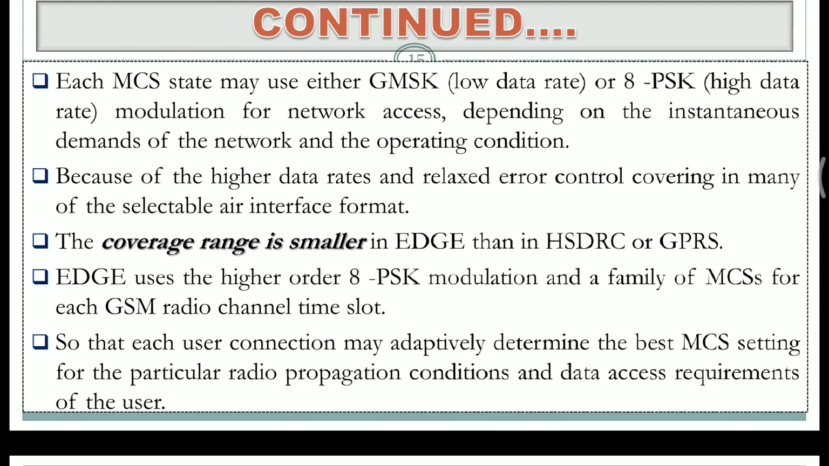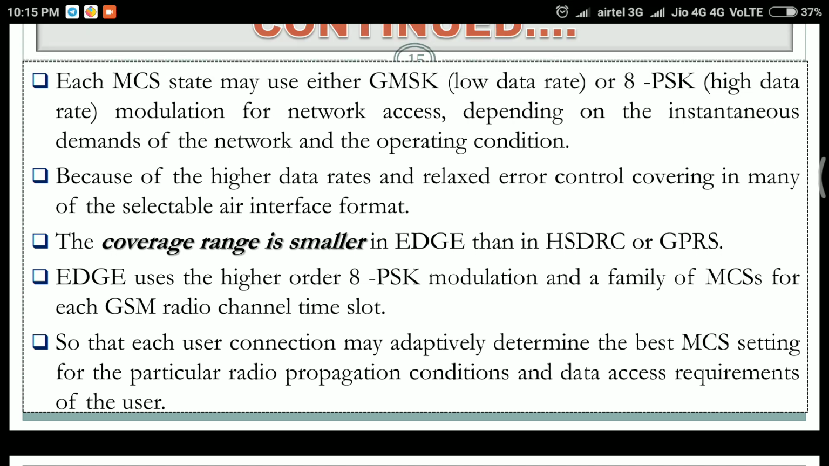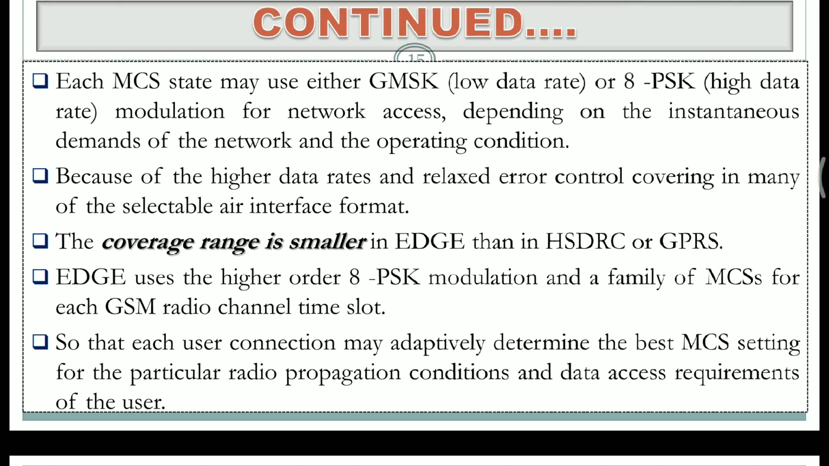So here we need to consider and remember these two different shift keying techniques, that is GMSK and 8 PSK. One is used for the low data rate, another is used for the high data rate modulation for the network access, depending on the instantaneous demands of the network and the operating condition. Because of the higher data rates which are possible with the 8 PSK, and relaxed error control coding in many of the selectable air interface formats, the coverage range is smaller in EDGE than in the HSCSD or GPRS. So we can say that here the coverage range is smaller in case of EDGE.